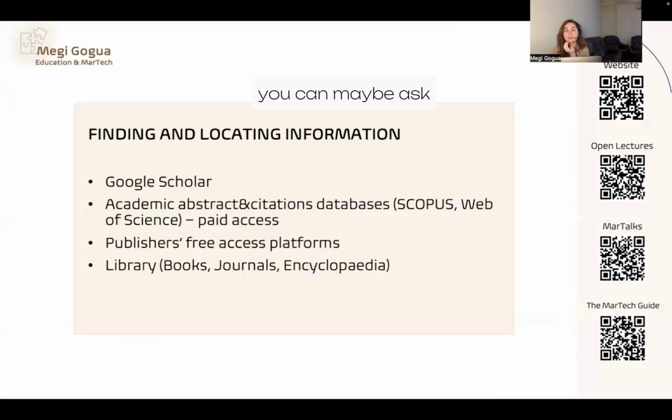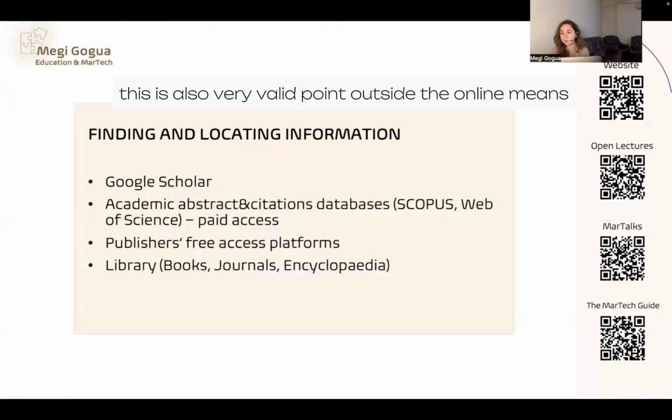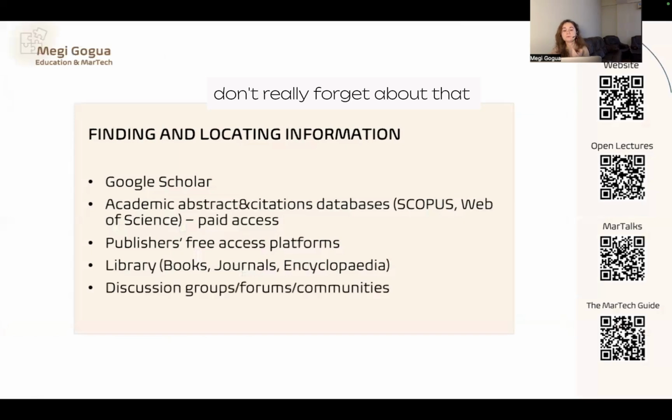You can maybe ask in the neighborhood, let's go that way. Maybe they have access to different newspapers, publishers, or maybe they have the possibilities for them to provide you with the books that you require from the networks of libraries. Hence, this is also a very valid point outside the online means. So don't really forget about that.